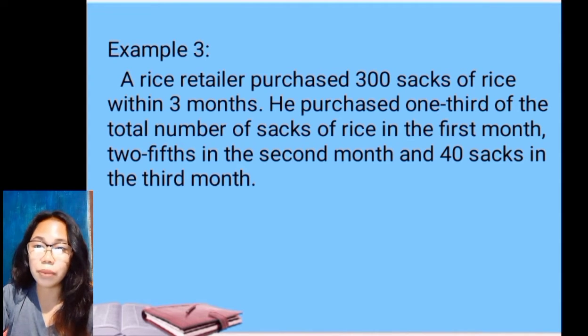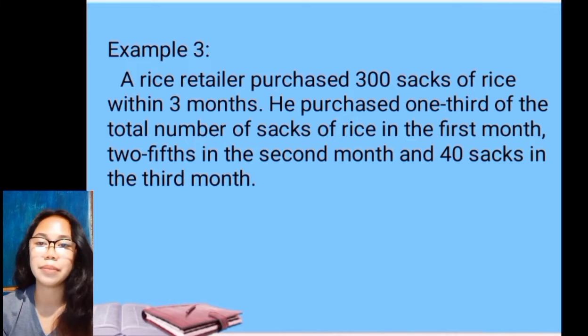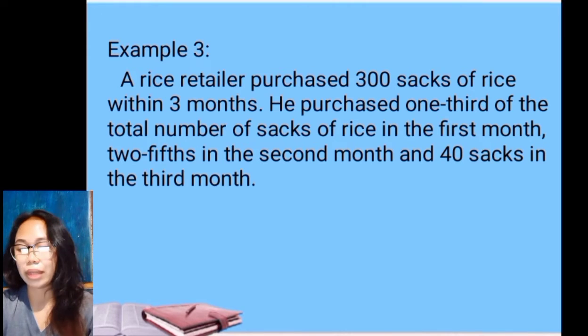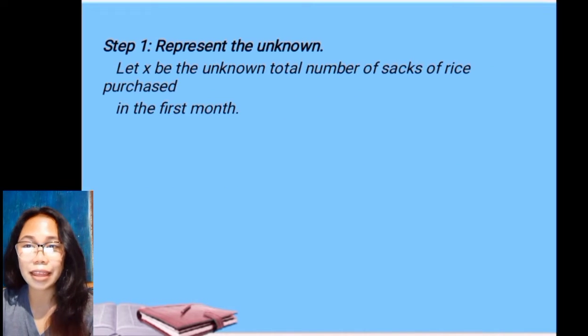A rice retailer purchased 300 sacks of rice within 3 months. He purchased 1/3 of the total number of sacks of rice in the first month, 2/5 in the second month, and 40 sacks in the third month. We are going to provide steps for this problem just like in example 1. So step 1, represent the unknown.